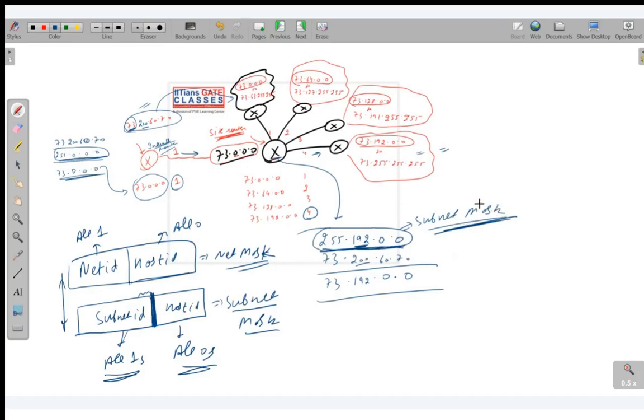Many times questions have been asked in GATE, like a class A IP address has been distributed among 4 different organizations. What will be the subnet mask? Immediately you will say 255.192.0.0. Is it okay? So now we will try to practice this question with subnets also. They will directly ask what will be the subnet mask and so on.